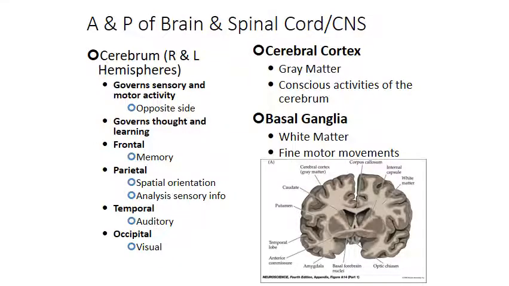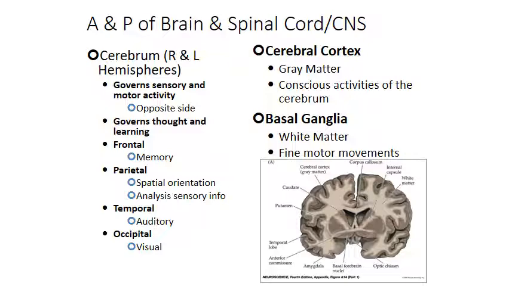When we talk about the brain and the spinal cord in the central nervous system, okay, the first thing we're going to discuss is the cerebrum. The cerebrum does have right and left hemispheres, and it is responsible for sensory and motor activity on the opposite side. So the right hemisphere controls the left side. The left hemisphere controls the right side. It is also responsible for governing thoughts and learning. It consists of the frontal part, which is responsible for memory, the parietal, which is spatial orientation and analysis of sensory information, the temporal, which is auditory, and the occipital, which is visual.